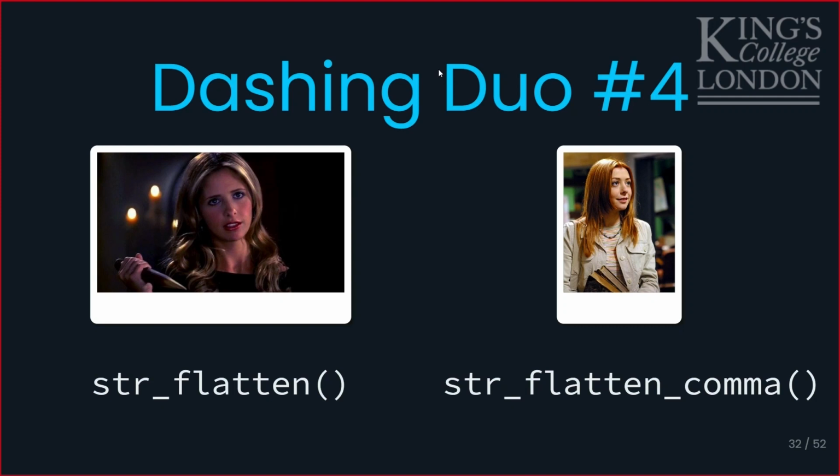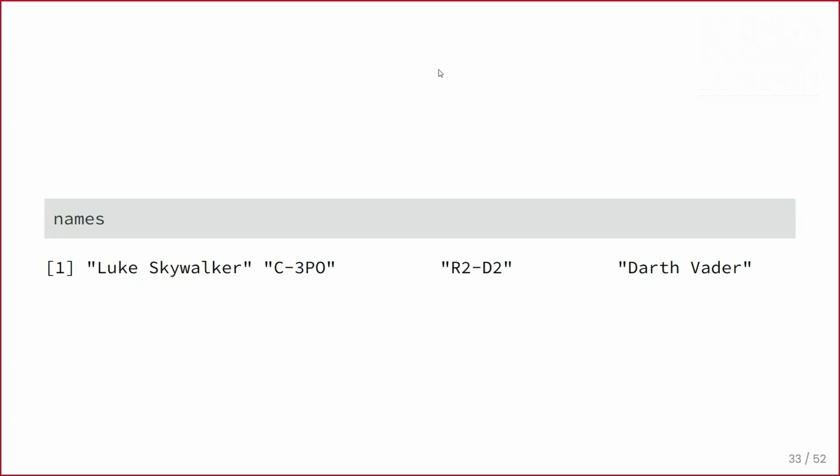Fourth dashing issue, the duo. So two functions now for working with strings. Buffy on the left, Willow on the right. Supposing our data looks like this, a vector of strings, and you want to take that vector of strings and collapse it down to a single string.